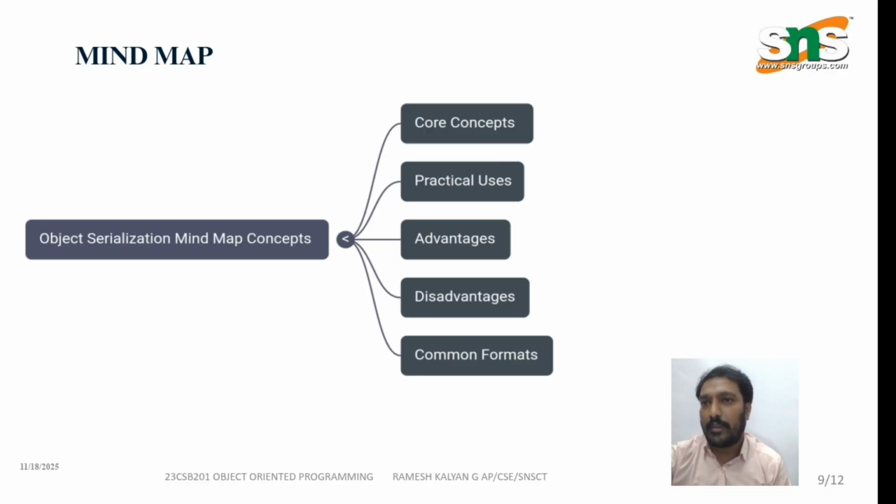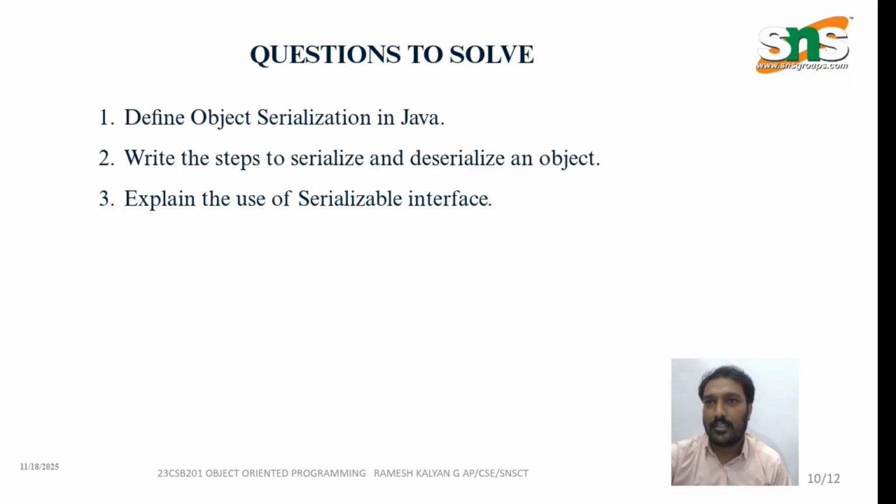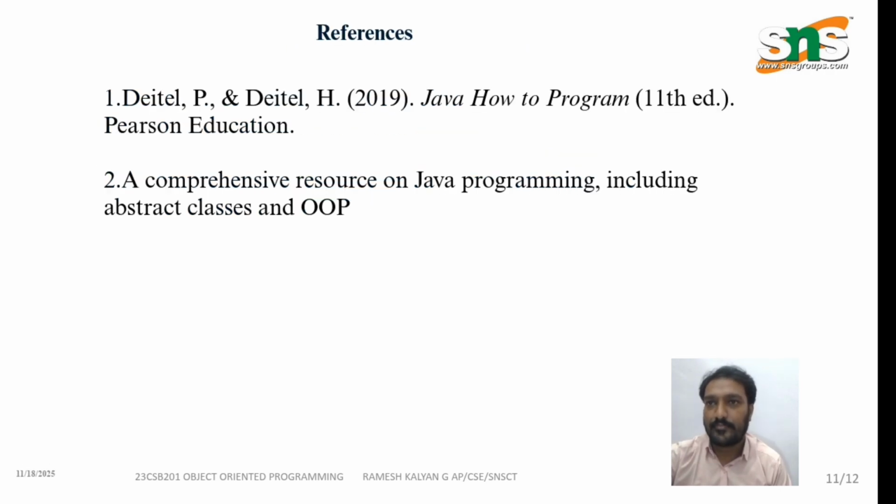This is the mind map, a collection of the core concepts we saw previously. Questions to solve: first, define object serialization in Java. Second, the steps to serialize, which we learned in the second slide. And the third one is the use of the Serializable interface. References: these are the references used. Thank you.